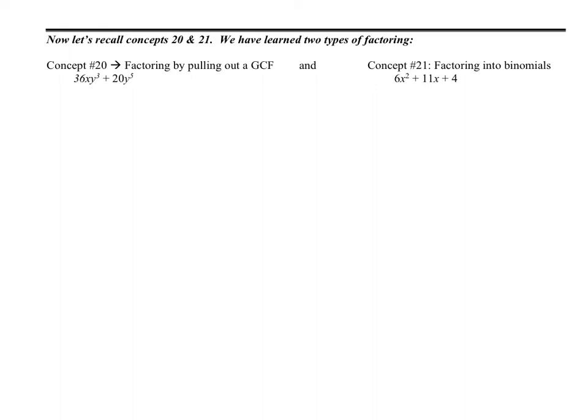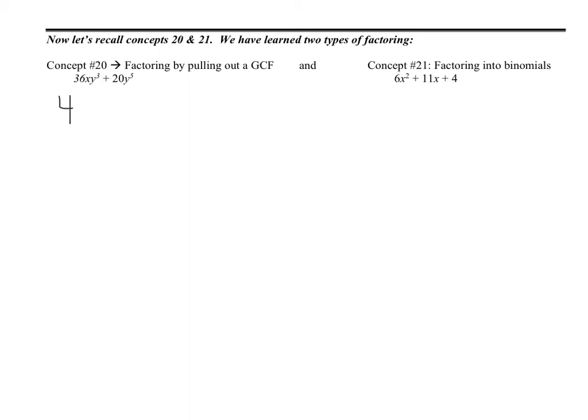All right, so we actually spent two different days talking about two different kinds of factoring. The first kind, we learned in Concept 20, was just one way to factor, which is just by pulling out a GCF. So if I were to do that, just as a reminder, I'm going to look at both of those terms here, and what is my GCF? Well, 36 and 20, they both have 4 in common, and they don't have any x's in common.